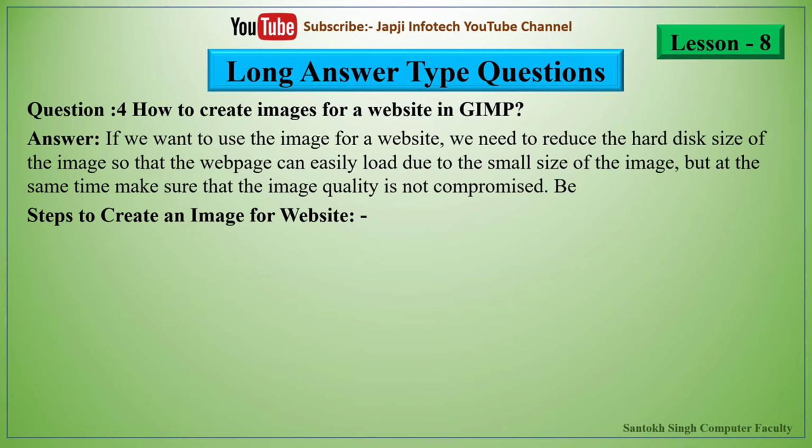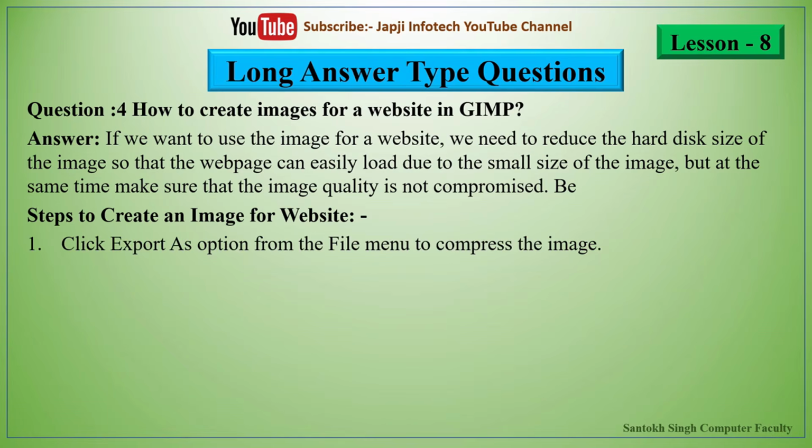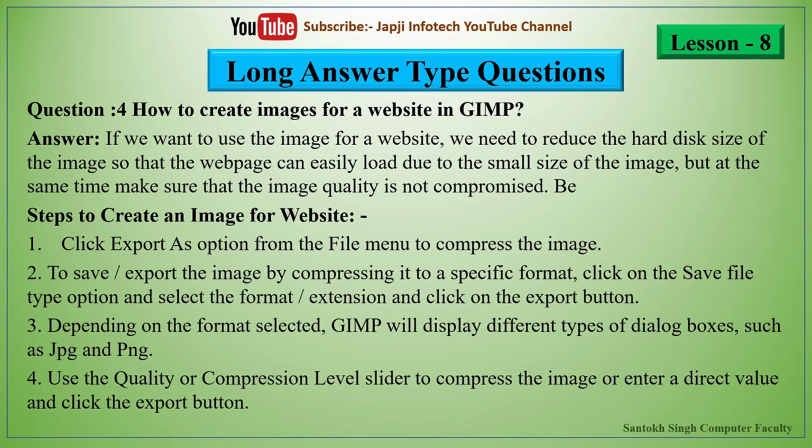The steps to create an image for a website are: the first one is to click the Export As option from the File menu to compress the image. Second is to save or export the image by compressing it to a specific format. Click on the Select File Type option, then select the file extension and click on the Export button. Depending on the format selected, GIMP will display different types of dialog boxes, such as for JPG and PNG. And the fourth one is to use the quality or compression level slider to compress the image, or enter a direct value, and click the Export button.